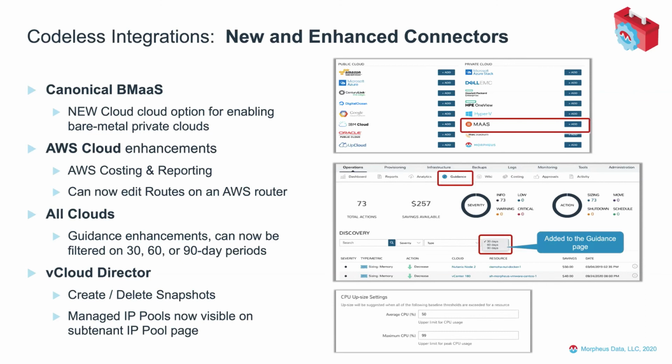So now if you're taking a look at the top visual here, you'll see I'm listing just some of the public and private clouds because I've cut off that entire screen. But you can see here, now we have Canonical Metal as a Service. That's a new addition that we can add here. So that's a brand new integration to help enable bare metal private clouds within an organization.